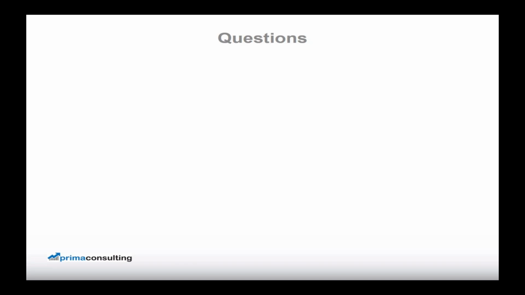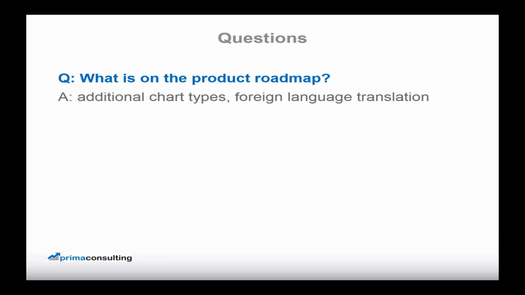Some of the questions that have been asked before: what is on the product roadmap? Narrative Science is planning to support more chart types in the coming year and also adding foreign language translation. At the moment, it only writes in English.